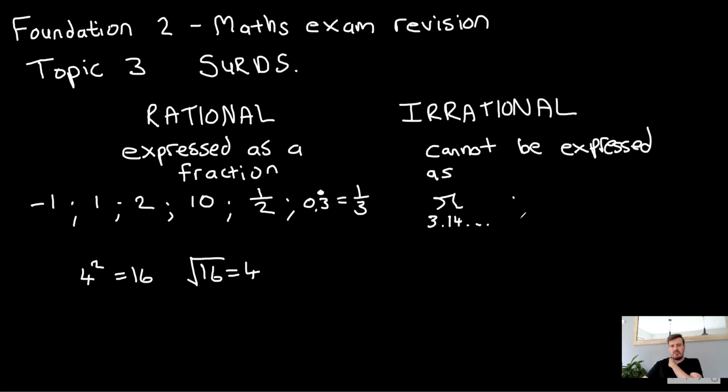But what happens if we have a number that is not a perfect square? 4 squared is 16. And we know 3 squared is 9, and the square root of 9 is 3. So those work fine. Those all fall under rational.